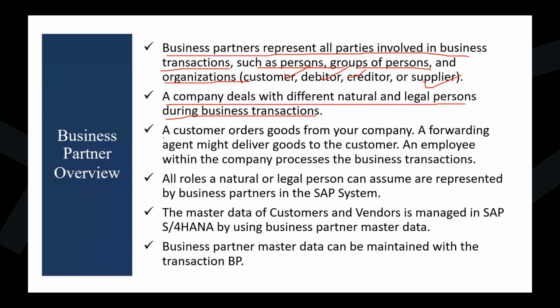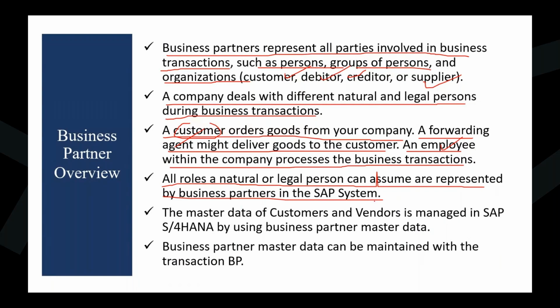A simple example: a customer orders goods from your company. The customer becomes a business partner. A forwarding agent might deliver the goods to the customer. Instead of you delivering directly to the customer, you use a forwarding agent, so that forwarding agent is also a business partner. Now, an employee within the company who processes the business transaction is also a business partner. All roles a natural or legal person can assume are represented by business partners in the SAP system. So that's the thing, organizations or persons.